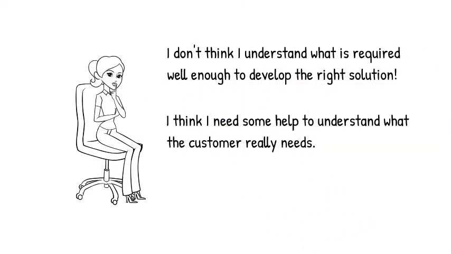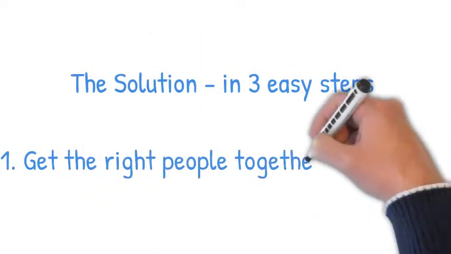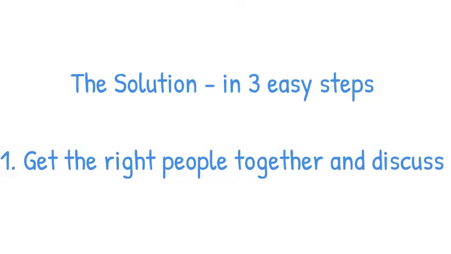In summary, the problem is that we risk developing the wrong thing if we don't take the right approach to properly understand the requirements. So what is the solution? Here it is in 3 easy steps. Step 1. Get the right people together to discuss the requirements in more detail.